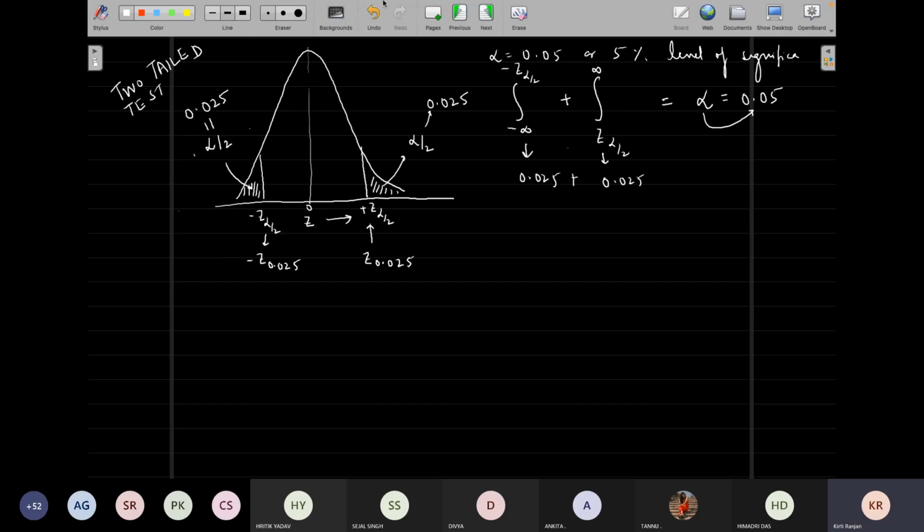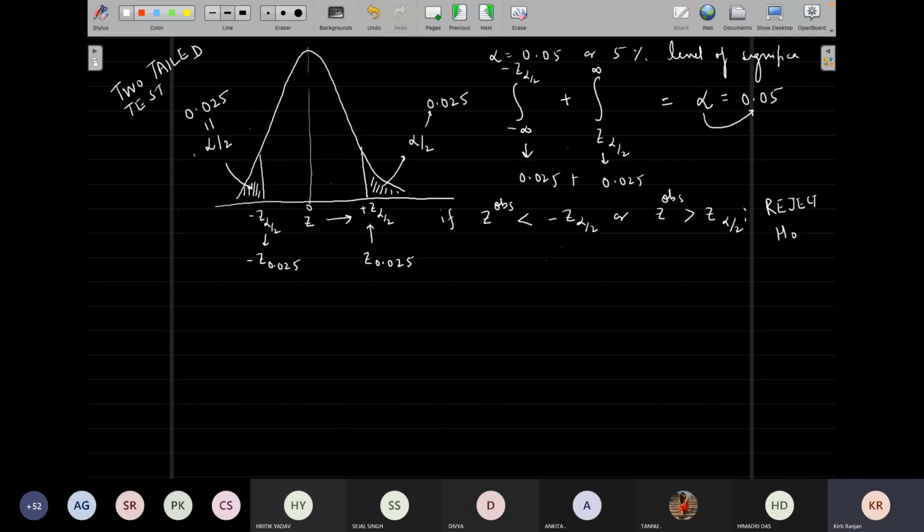So once we understand this portion, then we are clear that we are going to find whatever the z observed is, compare that z observed with the values which are given, and if my z observed is going to be less than minus z alpha by 2 or z observed is greater than z alpha by 2, am I going to accept the claim or am I going to reject the claim? Reject. So this means that I am going to reject the claim, reject the null hypothesis.